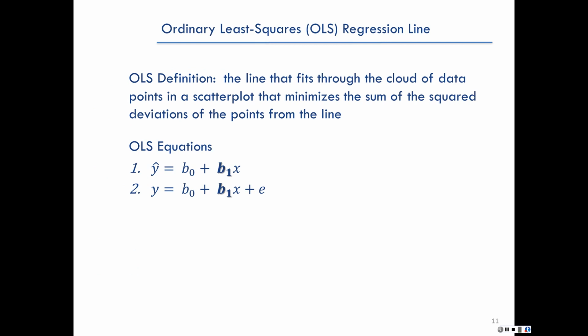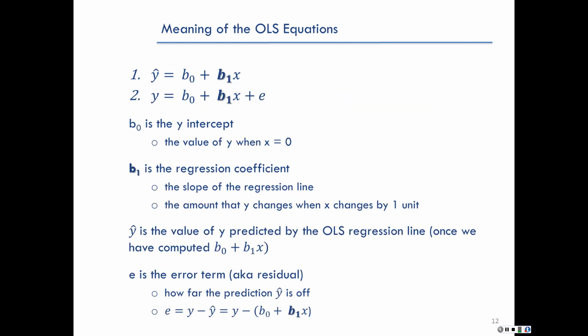Okay, so let's talk about the ordinary least squares regression line. This is typically referred to as OLS. And so this is the line that fits through that cloud of data points in a scatter plot that minimizes the sum of the squared deviations of all those points from the line. And there are two basic equations that I want you to know, which I'm showing on the screen there. The first is y hat equals beta naught plus beta 1x, and then y equals beta naught plus beta 1x plus e. And so now I'm going to talk to you about what these two equations mean.